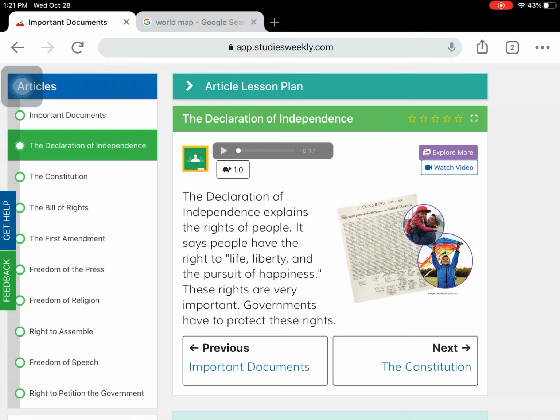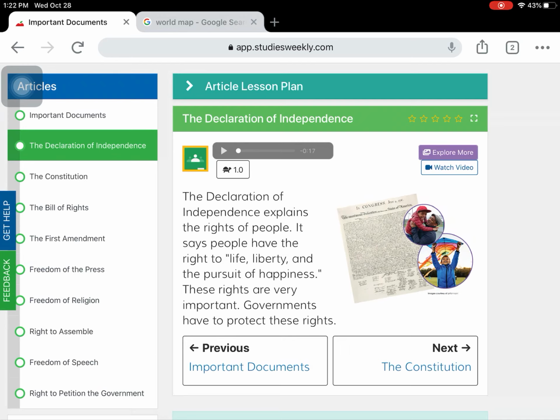The Declaration of Independence explains the rights of people. It says people have the right to life, liberty, and the pursuit of happiness. These rights are very important. Governments have to protect these rights.